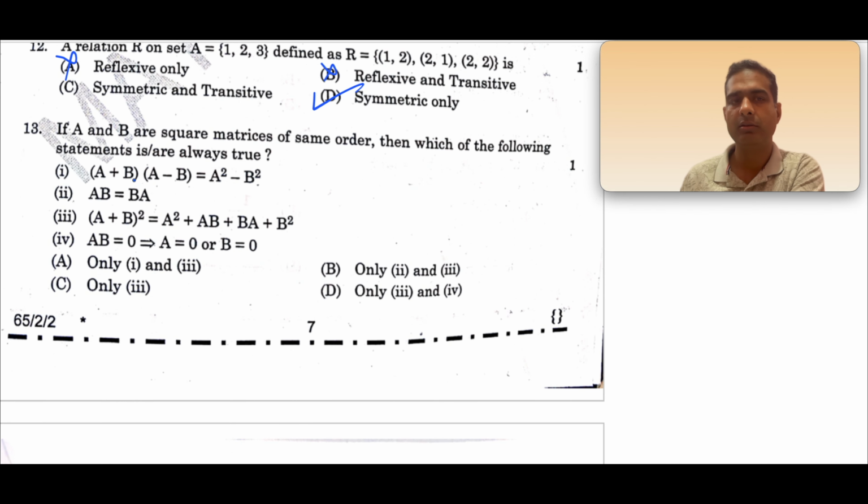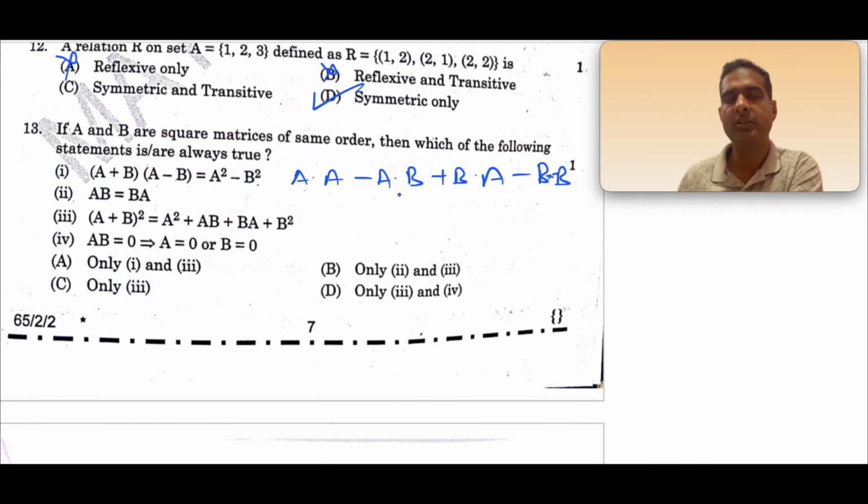But in matrices, if we check, if I open the bracket, I will be multiplying A dot A minus A dot B plus B dot A and minus B dot B. Right. So it's not always true that A dot B is equal to B dot A. And it is possible only when the two matrices commute with each other. But all the matrices do not commute. So this can be true, but this is not always true, and this is also not always true.